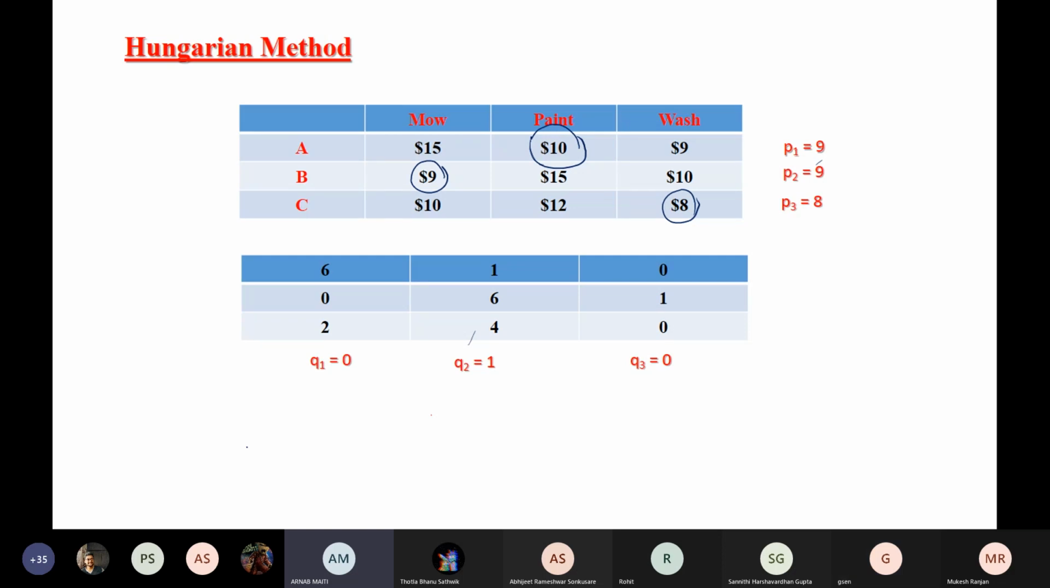And similarly, one of A, B, or C should be assigned to the first column. So the minimum value of the column will be incurred. That's why the minimum value of the column is also subtracted from each element in the column. So that will be the minimum cost which will be at least incurred.